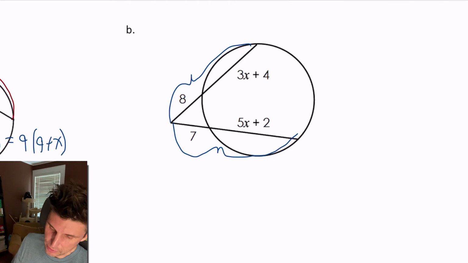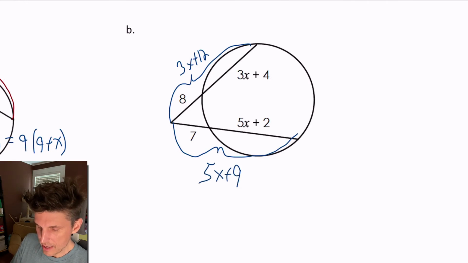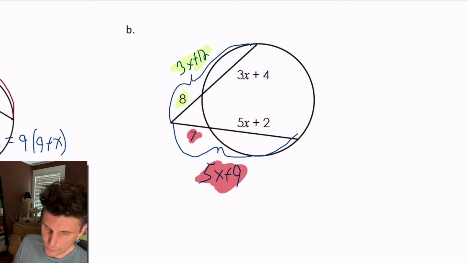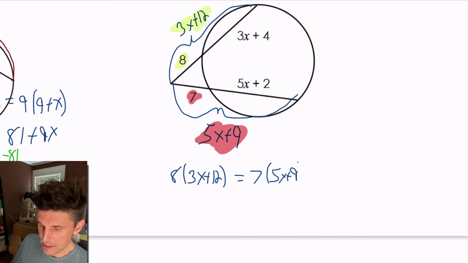So we know that 8 plus 3x plus 4, you can combine your like terms there, so you get 3x plus 12 is the whole. And for the bottom one, it's 7 plus 5x plus 2, so this becomes 5x plus 9. So we know that these two match and these two match. Then we're going to go 8 times the quantity 3x plus 12 equals 7 times the quantity 5x plus 9.